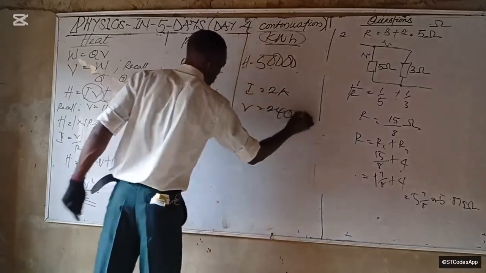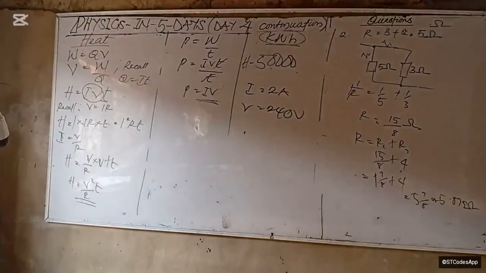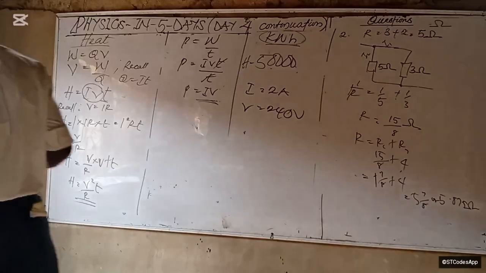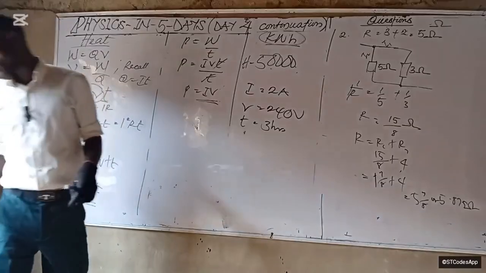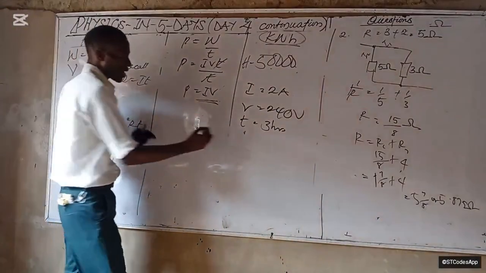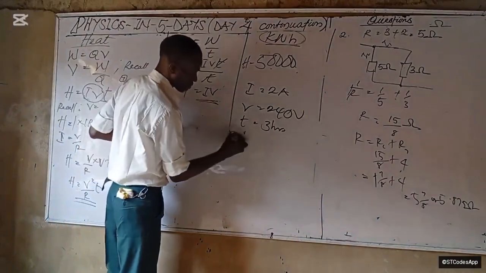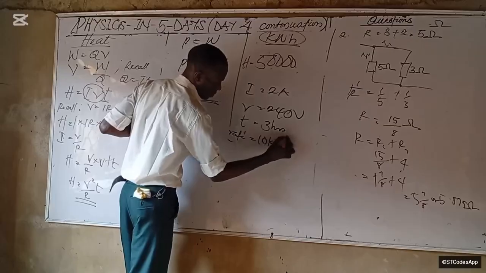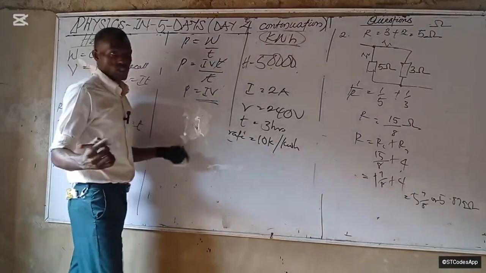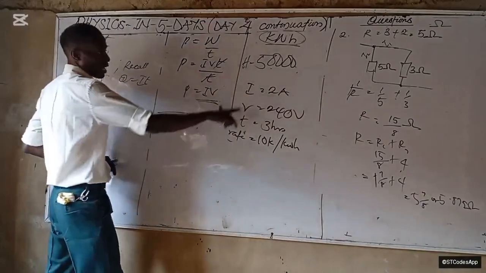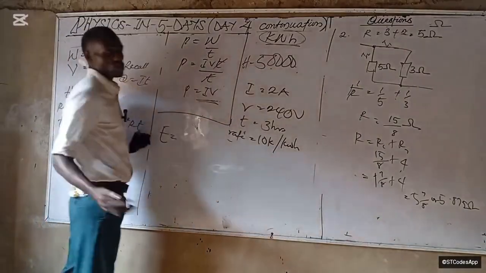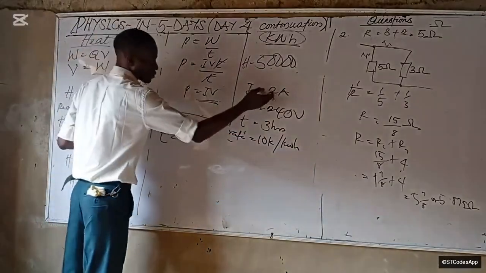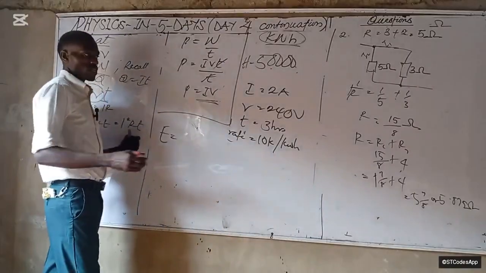Okay, so the question says that the current is about 2 amps and the voltage is about 240 volts. The voltage was consumed for 3 hours, and the rate at which the energy was charged was 10 kobo per kilowatt hour. So for each kilowatt hour, 10 kobo is charged.